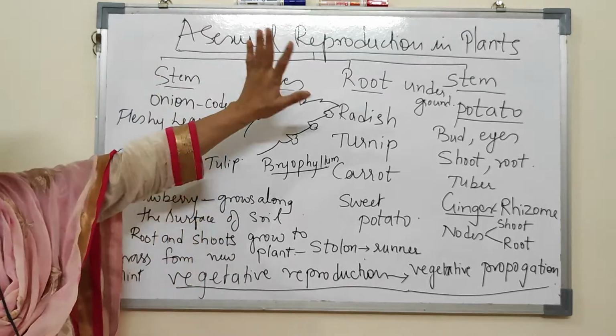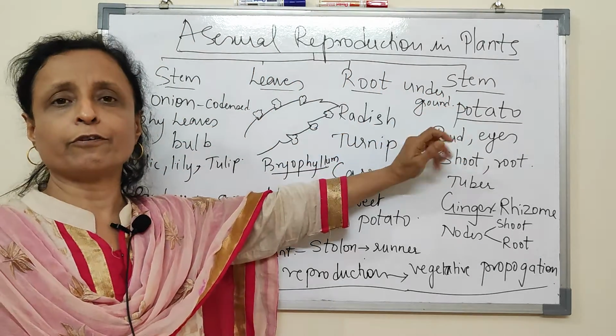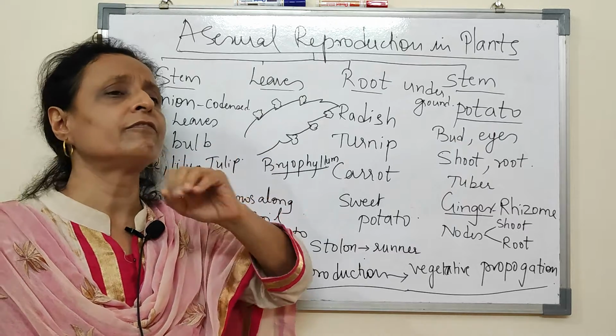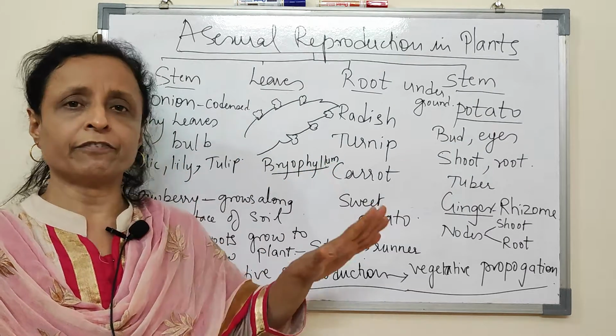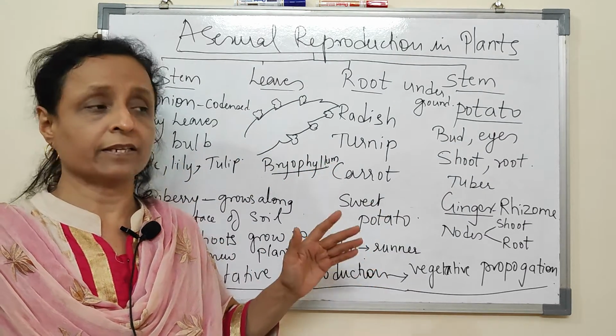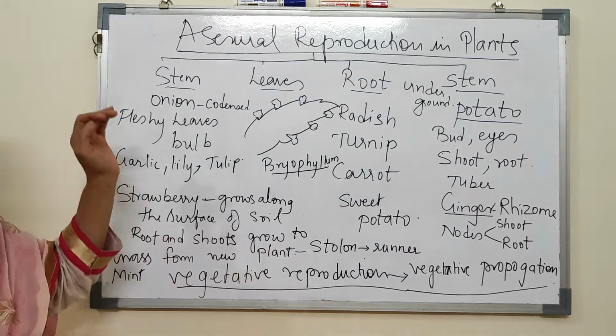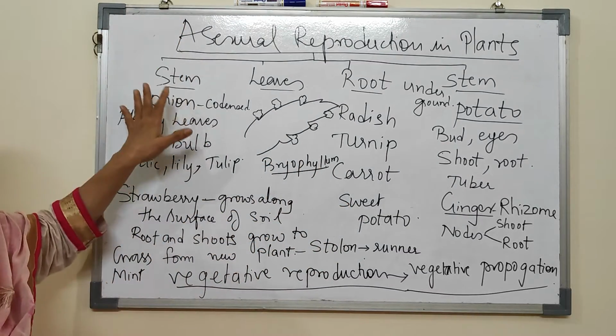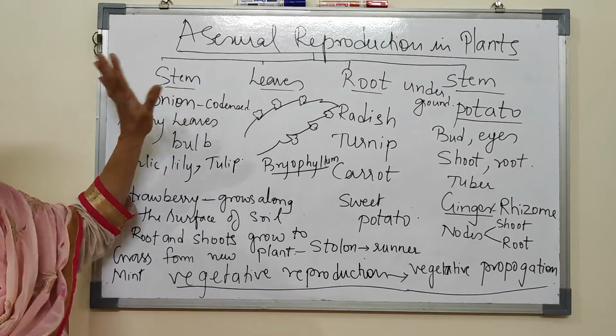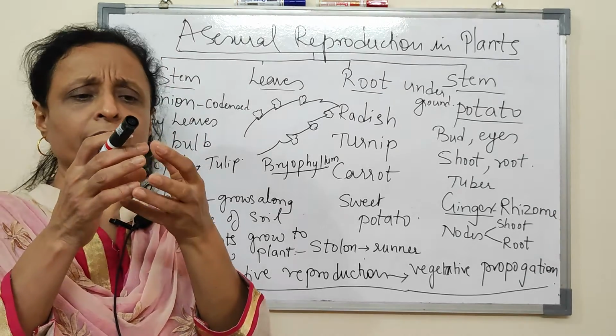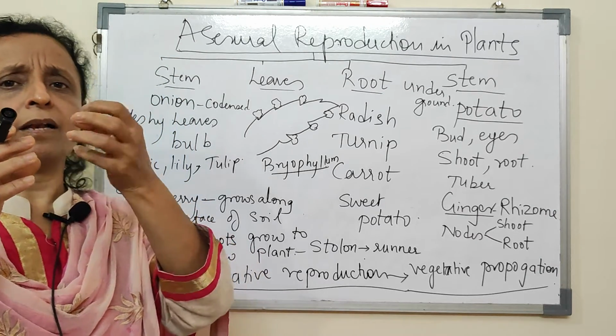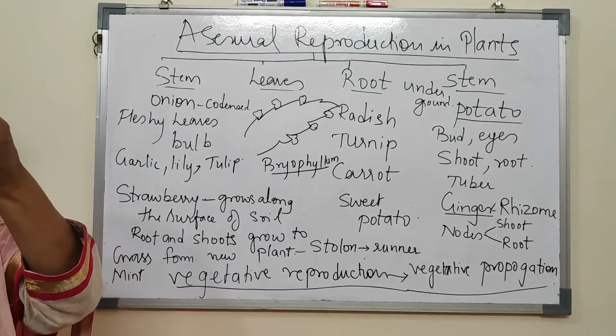So, which are those parts which are responsible for reproduction? It happens differently in different plants, different types of reproduction take place, especially in the smaller plants. So, let us take some examples. Now, stem. When you think about onion, you think about some bulb. Onion is a bulb.